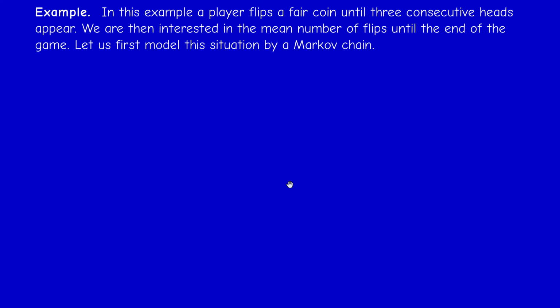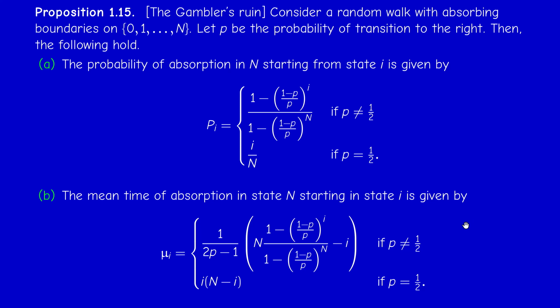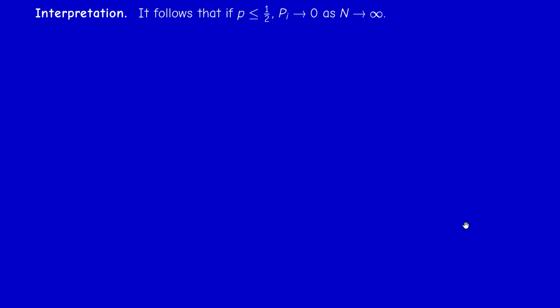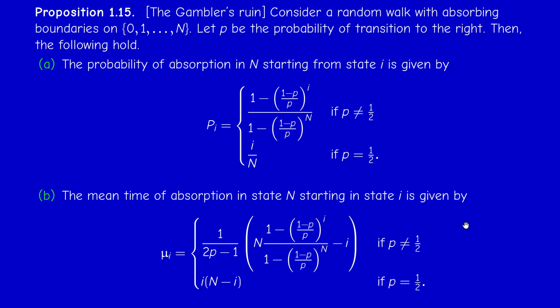And we have also something similar to estimate the mean time of absorption in state n. And let me give you an interpretation of these results before I prove them. Suppose that P is less than or equal to 1/2. What happens as n tends to infinity? If a gambler is playing with a rich adversary or a casino, then n is big. So when n is big, this probability tends to 0. And if P is less than 1/2, we have the same thing.